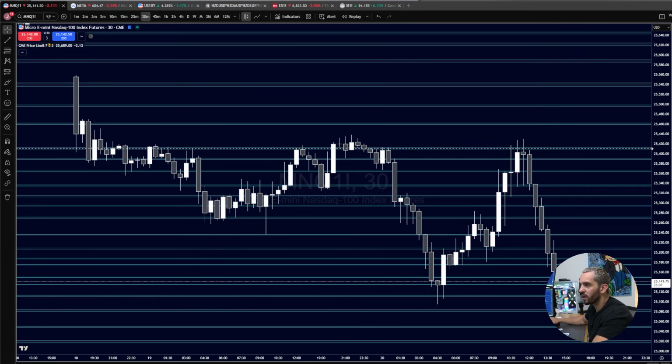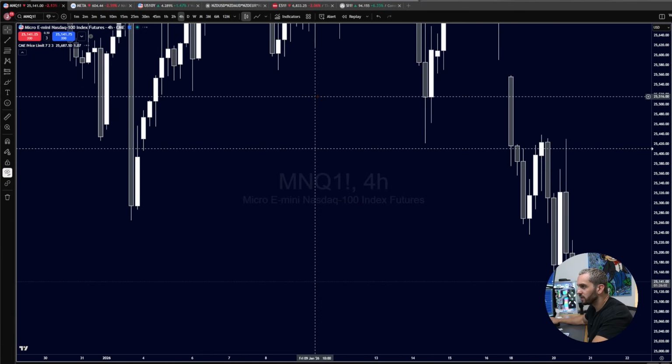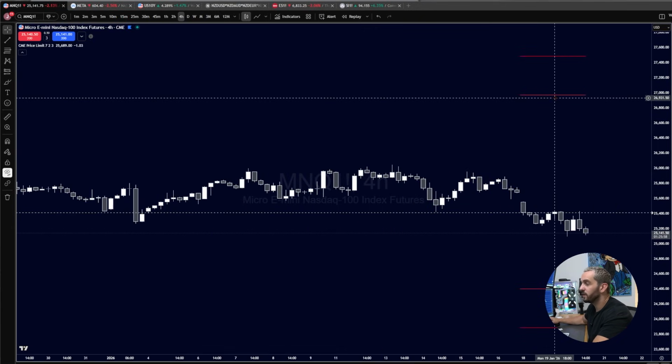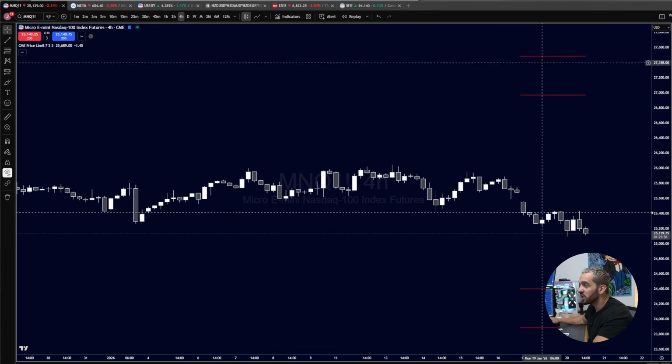There are settings you can put on it, but I'm gonna make it visible so you can see it. We'll remove these drawings, make it a little prettier, a little easier on the eyes. And you see these red lines? This is the CME price limit. So this is what tells me, and I can change the settings on this.